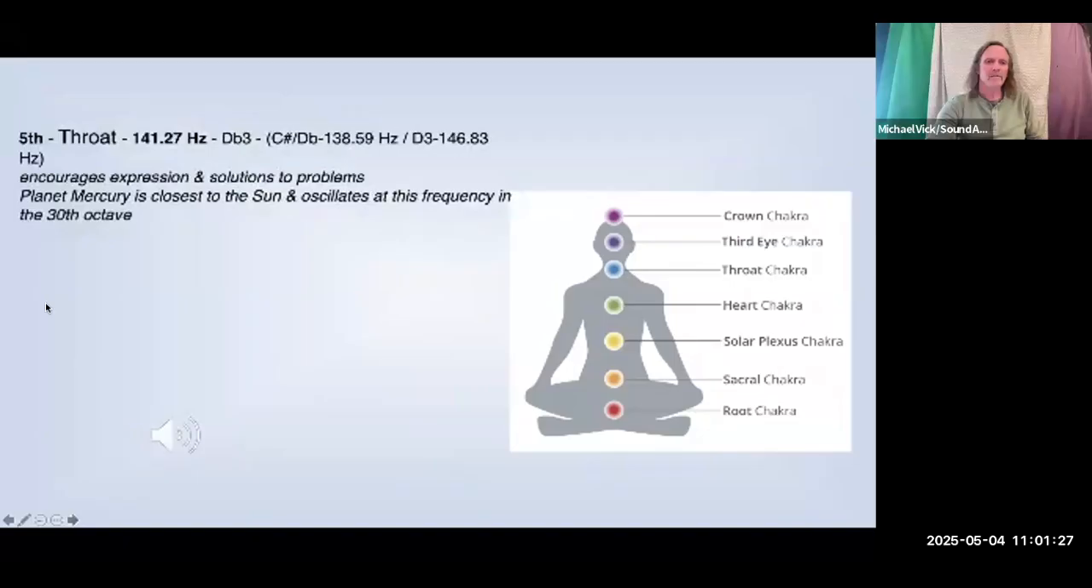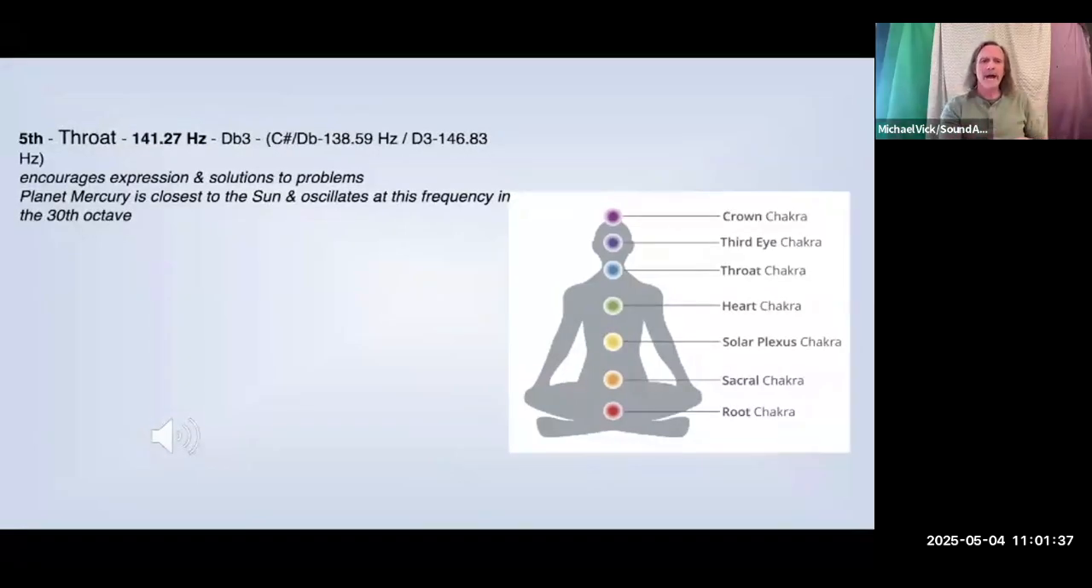Now we get into some of the other planets. So we obviously had the Earth in there, and then you had the sun, the moon. Now we're at Mercury. Mercury is the closest to the sun, and it oscillates at this frequency, 141.27 in the 30th octave. So this has to, quote unquote, be brought down to earth for humans to hear.